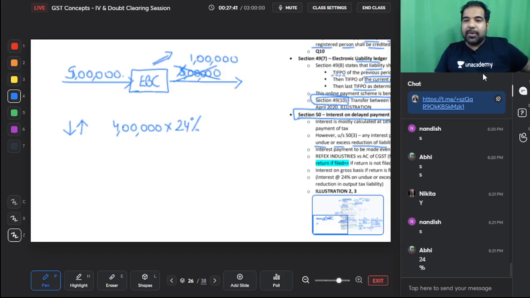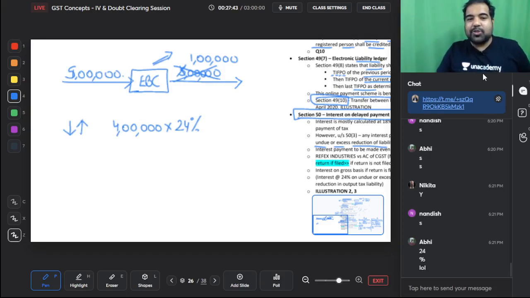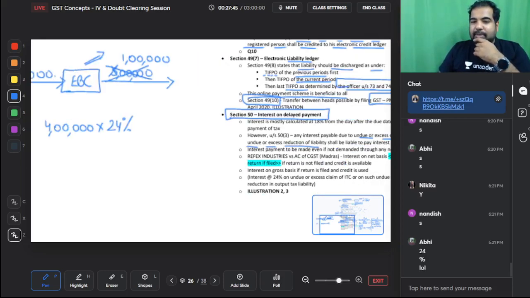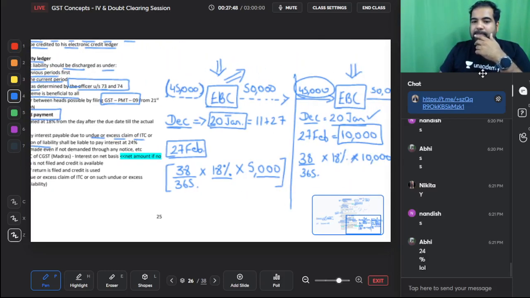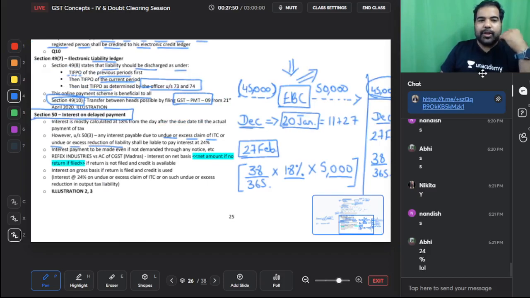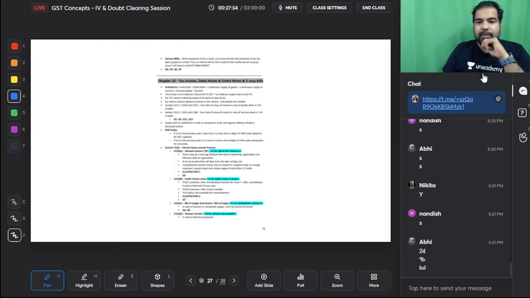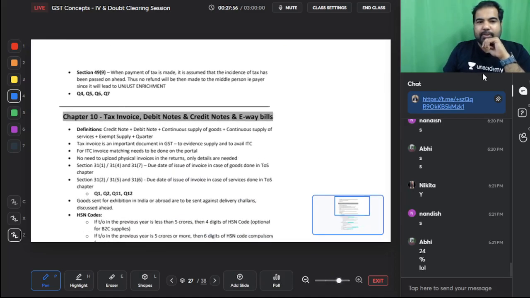So how do you catch people, etc.? We'll see at CA final. So here it's either 18% or 24%. Perfect. This is section 50, interest in the payment chapter. And guys, that is your payment chapter.